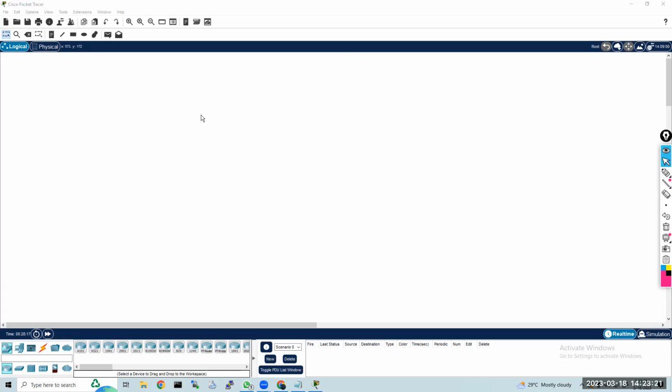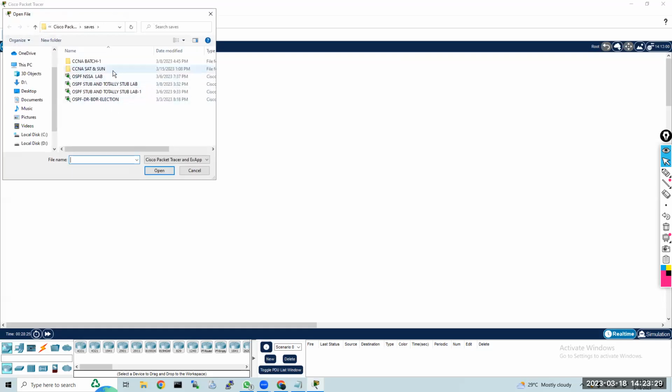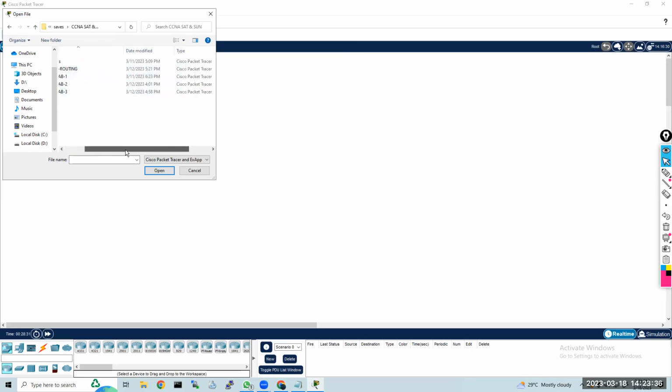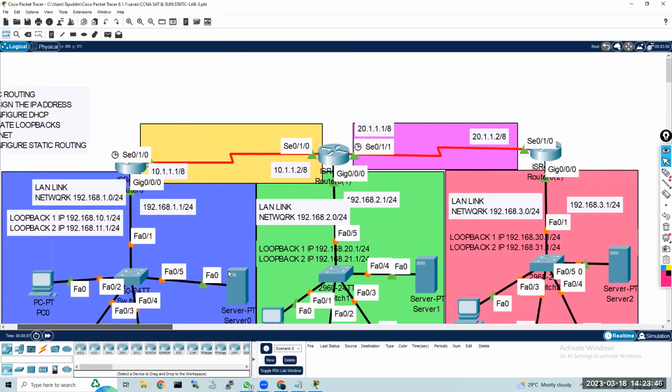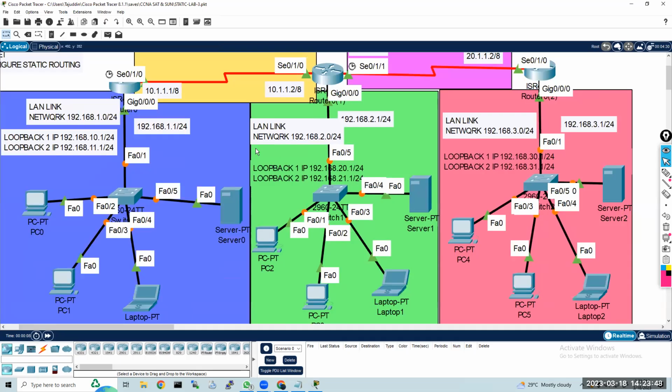Okay, I think static routing, last week we had done some basic configuration using the 2 routers. Let me open the Saturday, Sunday batch, right? I think we had done static default using 3 labs. Let me open one of the labs. This is the lab we did last week, right? This is the topology we did.